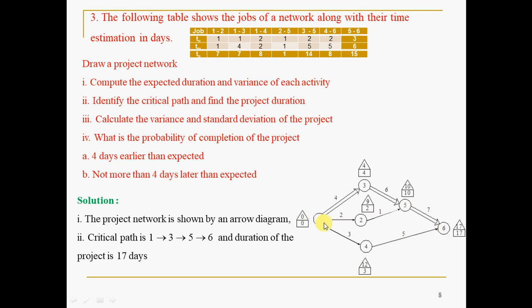Fine. You find out 2 plus 1 plus 7, 3 plus 5, 4 plus 6 plus 7. 4 plus 6, how much? 10. 10 plus 7, 17. So this is the longest path, which is nothing but the critical path. What is the meaning of this?